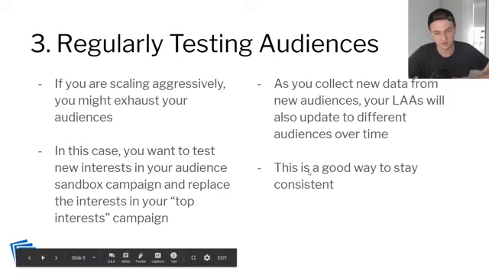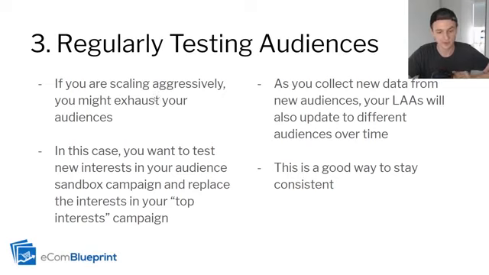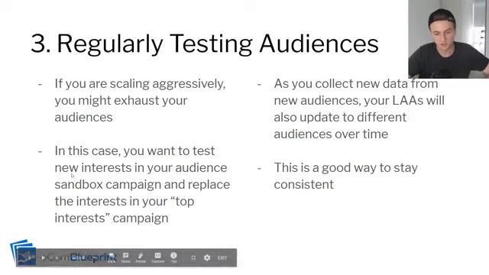Now, number 3 is regularly testing audiences. If you're scaling aggressively, you might exhaust your audiences quickly and then performance starts to decline, right? So in this case, you want to test new interests in your audience sandbox campaign and replace the top interests, right? This may not only fix your top interest campaign and make it profitable again, it'll also collect new data from different audiences, right?